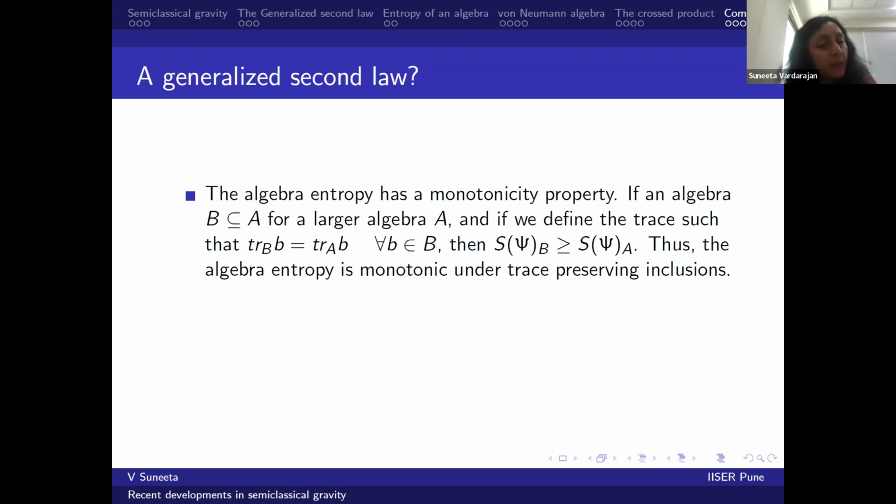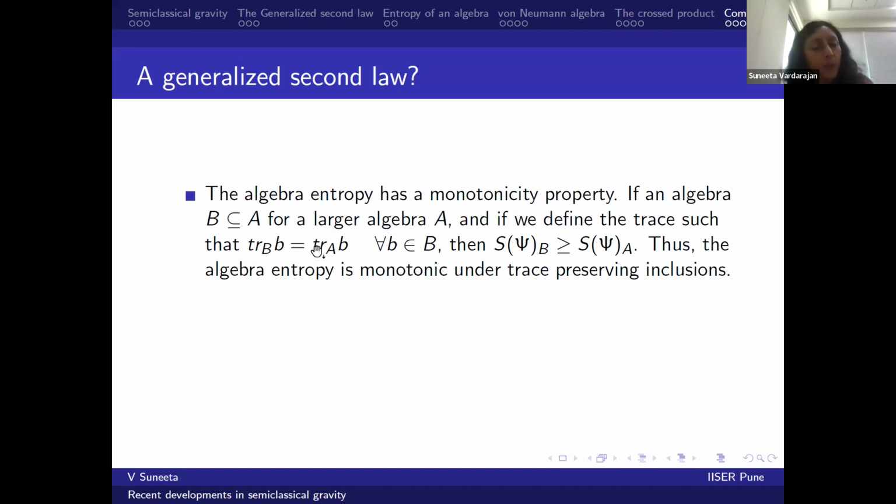Now, if you have a subalgebra B of a larger algebra A, and you define the trace, I have to tell you that we have a renormalized trace in type 2 algebras. The trace is only defined up to an arbitrary multiplicative constant. So suppose you define the trace such that for an operator small b in capital B, its trace in the subalgebra B is equal to its trace in the full algebra A. You can always scale your trace so that this property is true.